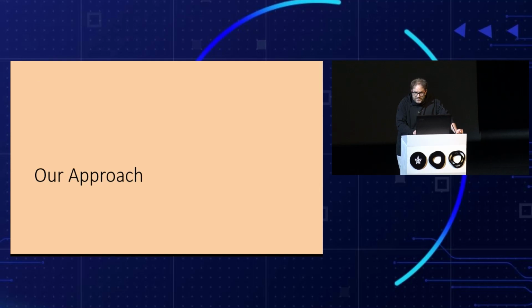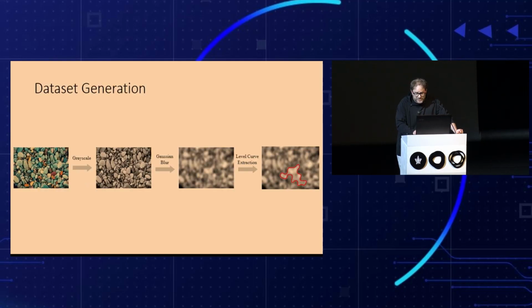So what is our approach? First, we need to generate a large data set of planar curves. We do it by taking some raw image, turning it into a grayscale image, blurring it, and then extracting some level curve at some arbitrary intensity. We do it on tens of thousands of images from the internet, and we get a virtually unlimited data set size of planar curves.